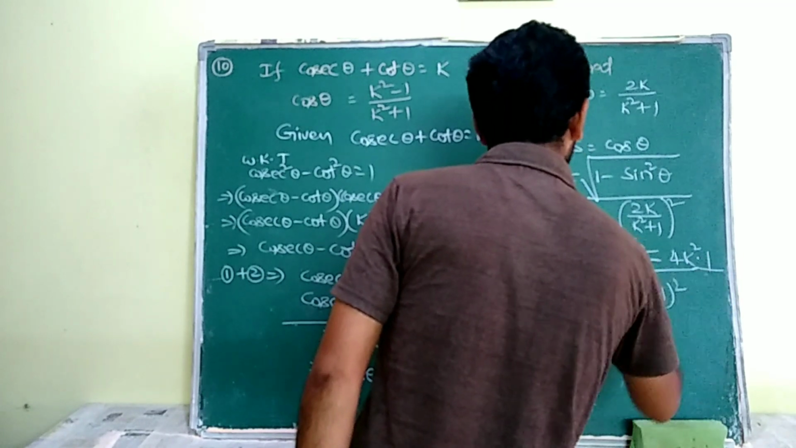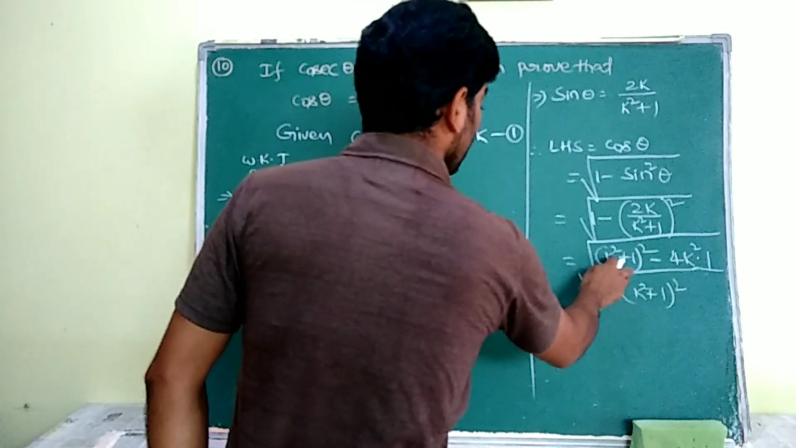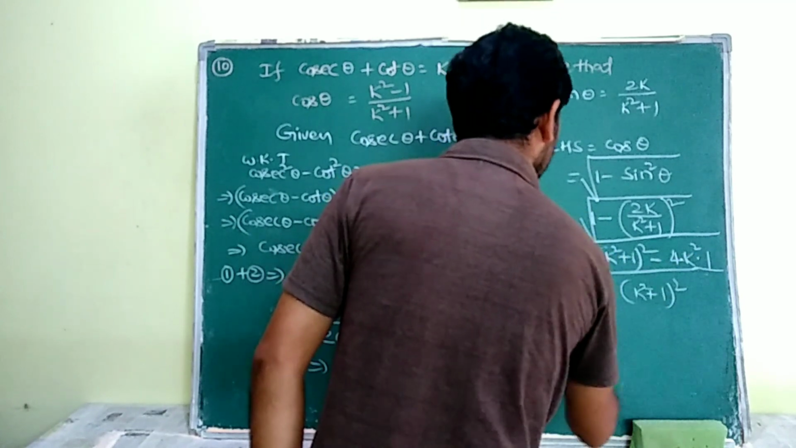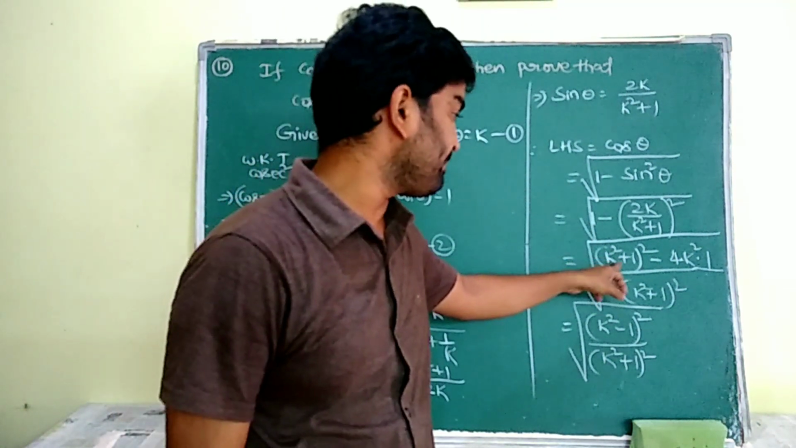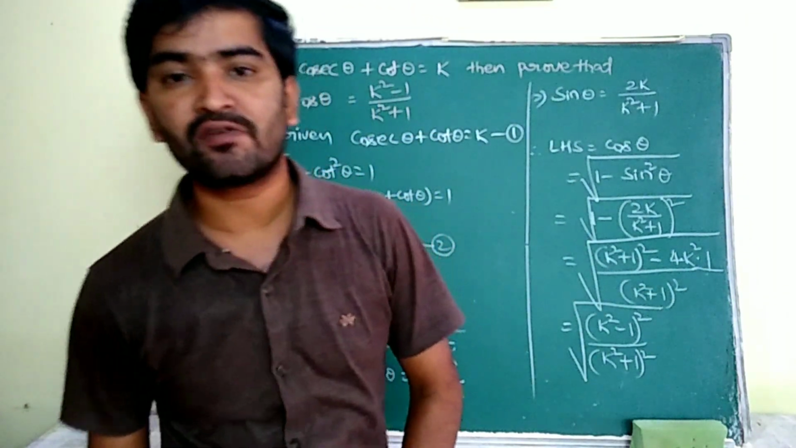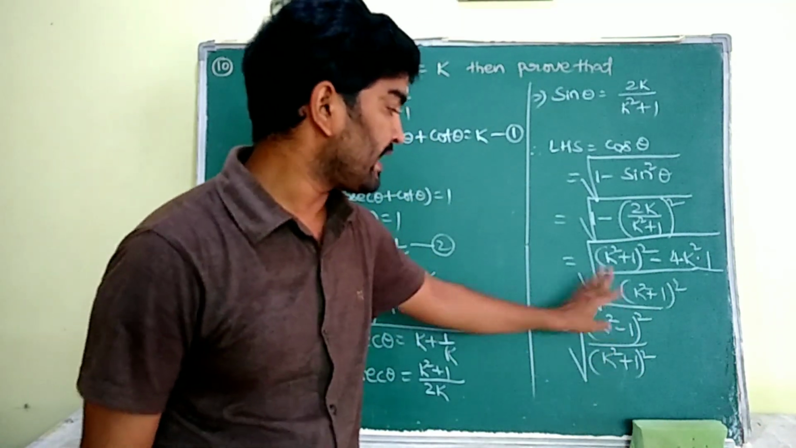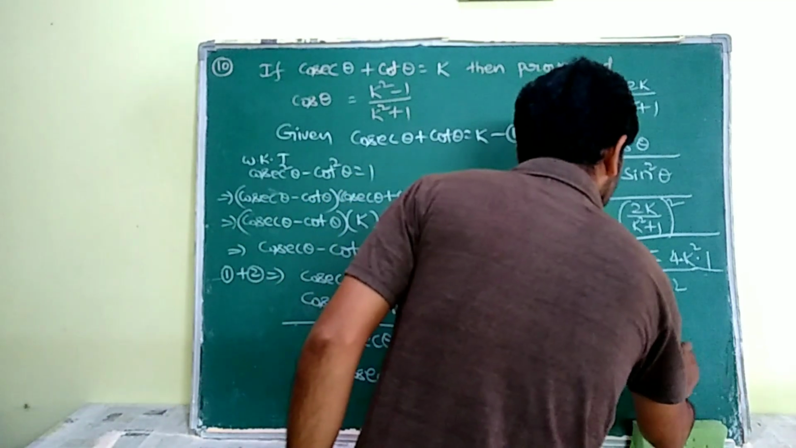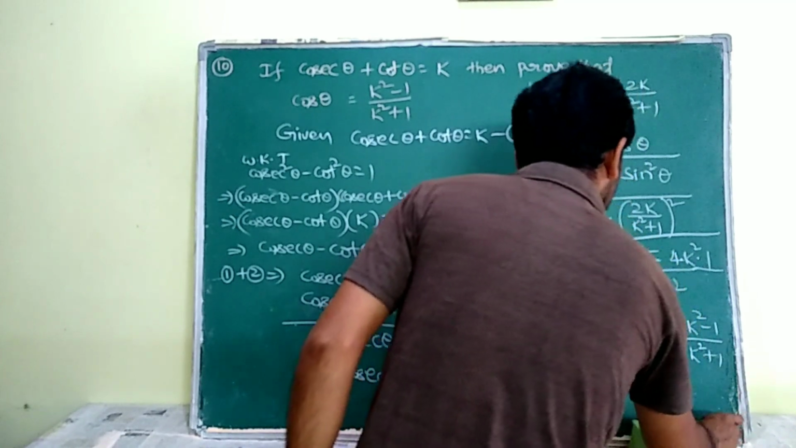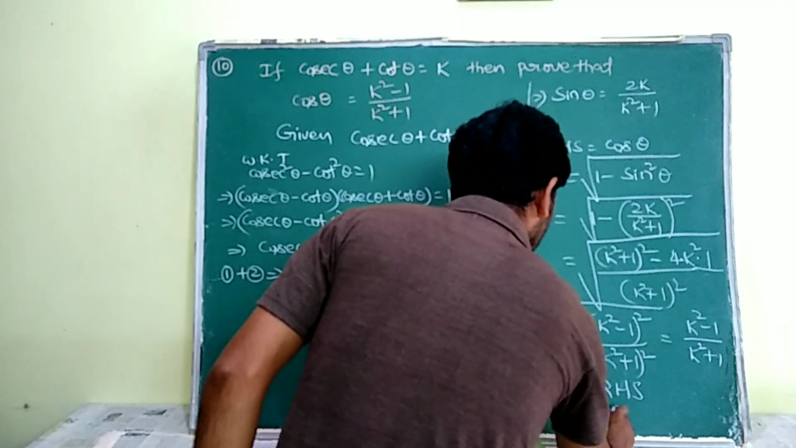Can I write that 4k square as 4 into k square into 1? Yes. So this is a square. A plus b whole square minus 4 into a into b. Here the numerator is like a plus b whole square minus 4 into a into b. We know that a plus b whole square minus 4ab is expressed as a minus b whole square. Like that we wrote. So simply by cancelling the roots, k square minus 1 by k square plus 1. This is our RHS. LHS is equal to RHS.